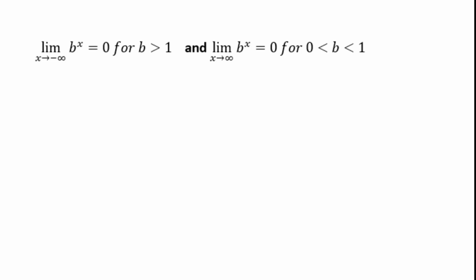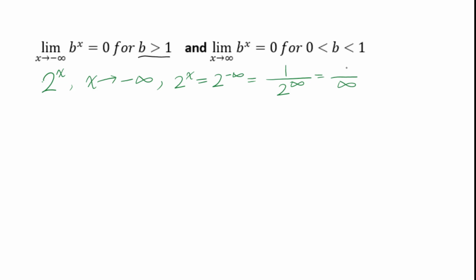Let's look at these two facts. Limit as x approaches negative infinity of b to the x power equals 0 for b greater than 1. For example, for 2 to the x power, when x approaches negative infinity, 2 to the x power will get 2 to the negative infinity equals 1 over 2 to the infinity. 2 to the infinity power, that is infinity. 1 over infinity equals 0.